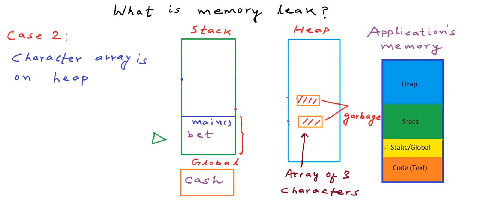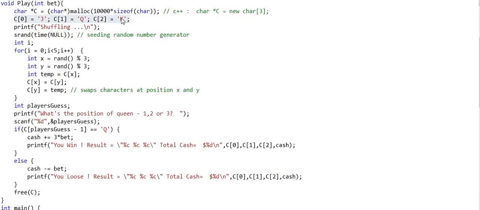In this example, we were creating an array of 3 characters on the heap. What if we were creating an array of 10,000 characters and not freeing the memory after we were done using it? At the end of the function, the memory consumption would have shot up like anything. Coming back to my code here, I have created a character array of 10,000 characters. My logic would not change. I'll just use the first 3 positions in the array.